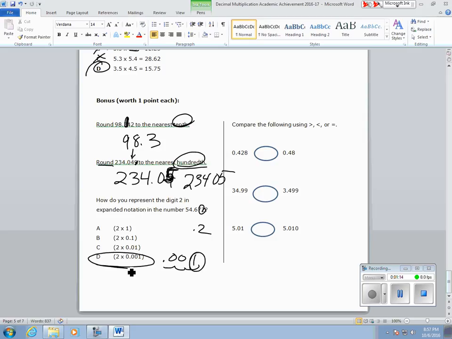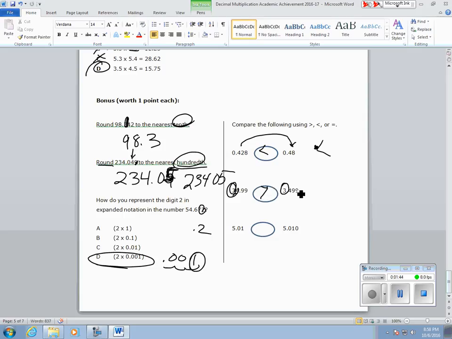Your answer is D. Over here, they ask for what's greater and what's smaller. We know that 2 is smaller than the 8. Therefore, the L, remember the point always points to the smallest number. This one is 34.99, and this one is 3.499. We know that 34 is always a bigger number than 3. So then the point will point to the smallest.